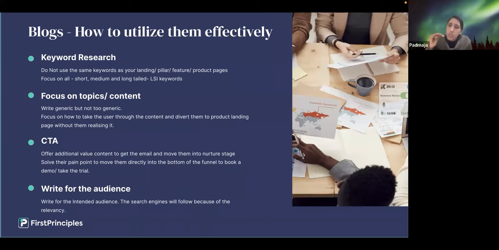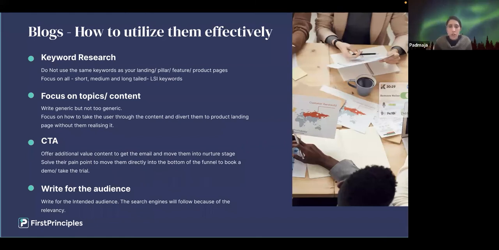So that is where you need to sit and think through from the marketing angle of, hey, I have a beautiful 2000 words of content. Where will I add CTAs? Don't overdo it. Just make sure you put it in the right places. CTA again, and write for the audience.